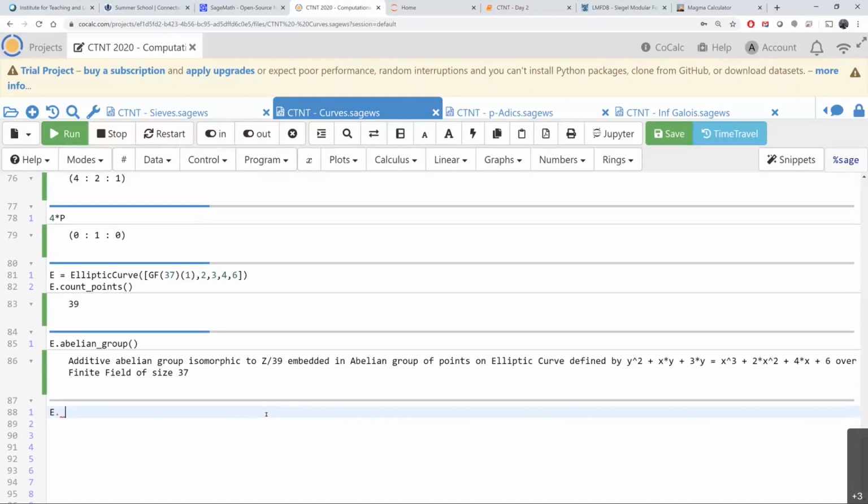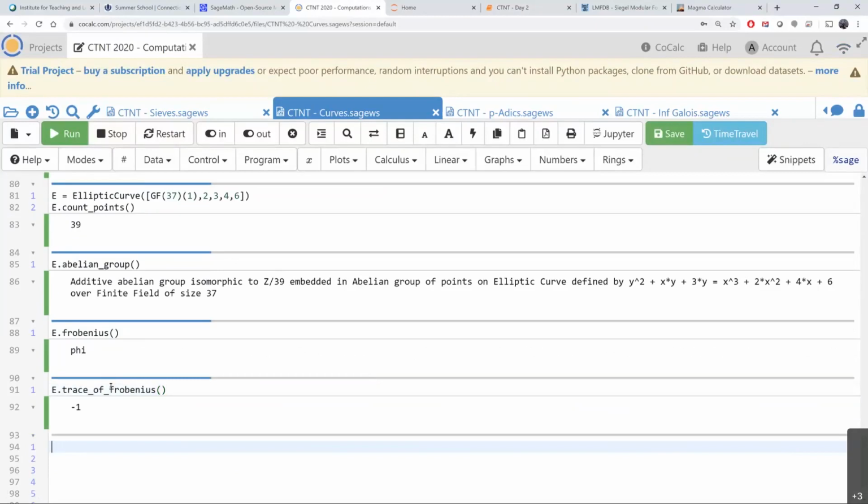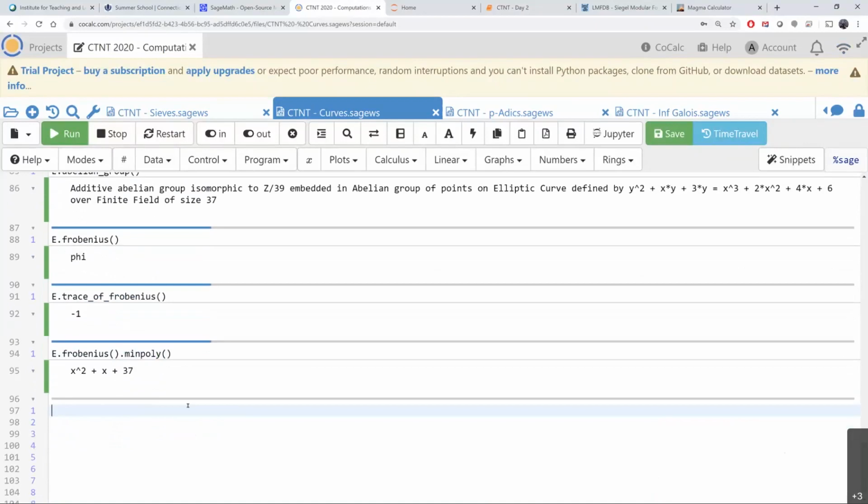Somia also talked about the Frobenius, so I can ask Sage to compute the Frobenius element, and thank you, Sage. Phi is the Frobenius element, and then I can ask things about it. Let's first ask what is the trace of Frobenius for this elliptic curve modulo 37. The trace is -1, so then I can put together the minimal polynomial of the action of Frobenius, which Somia talked about, but I can get right away from Sage. Here's the minimum polynomial, like Somia described it in class.